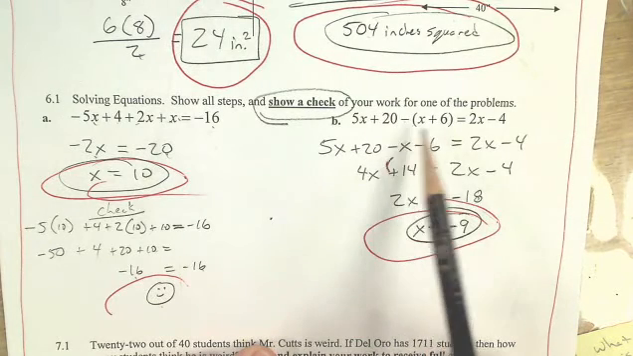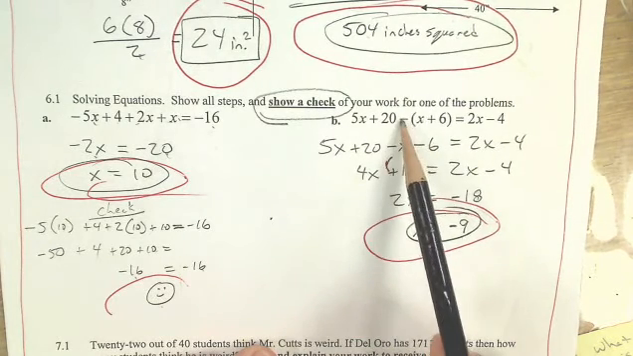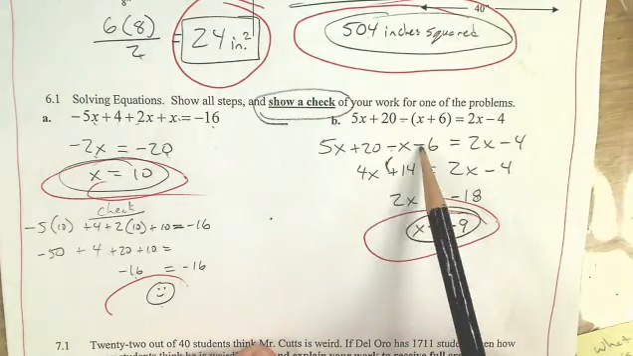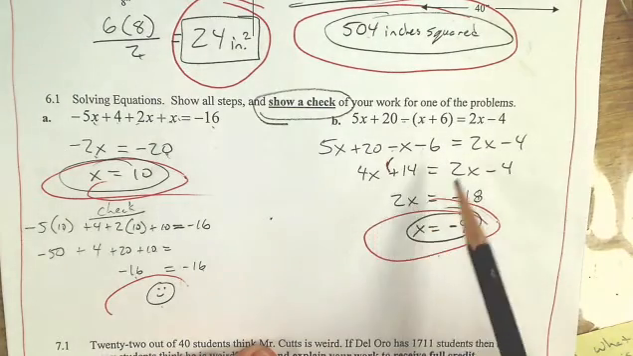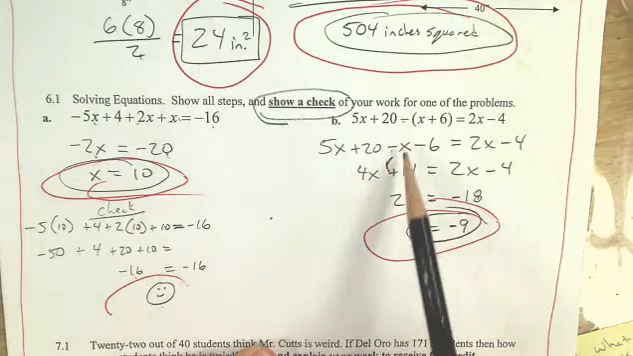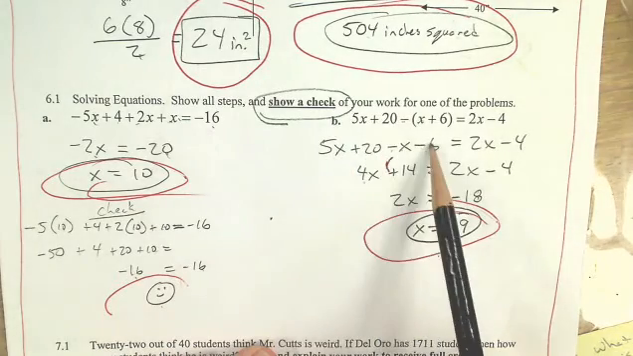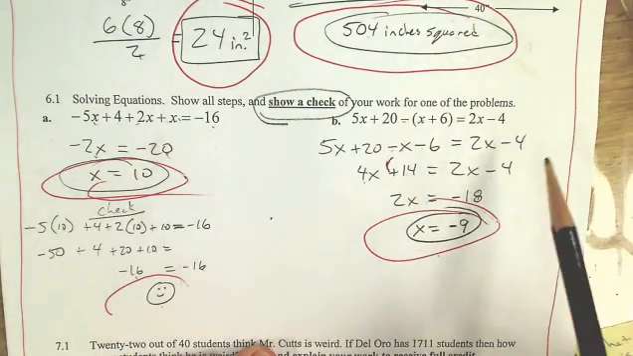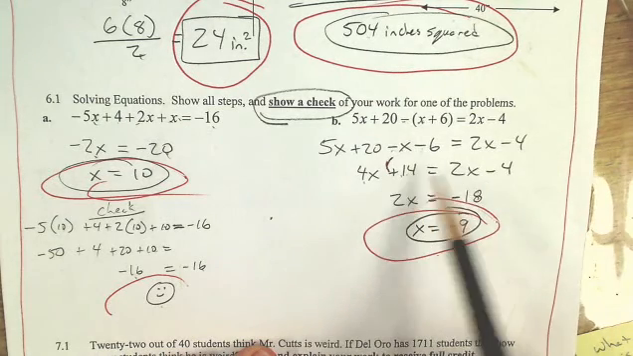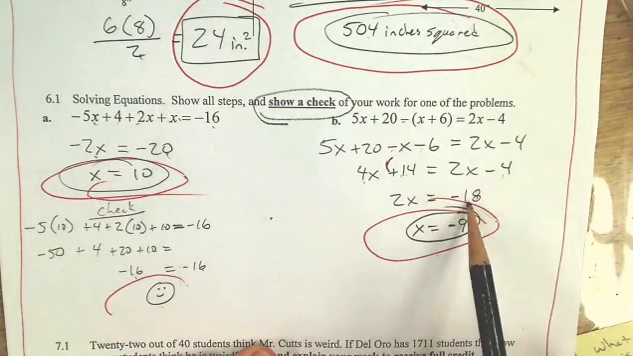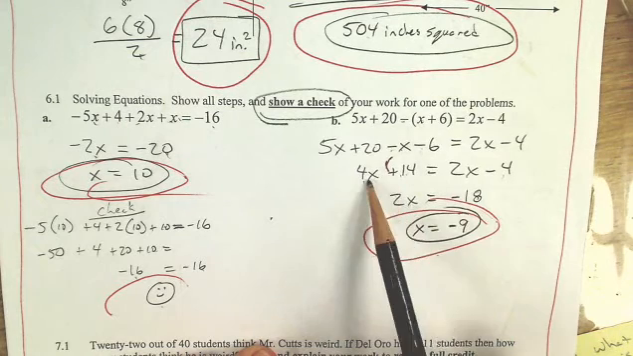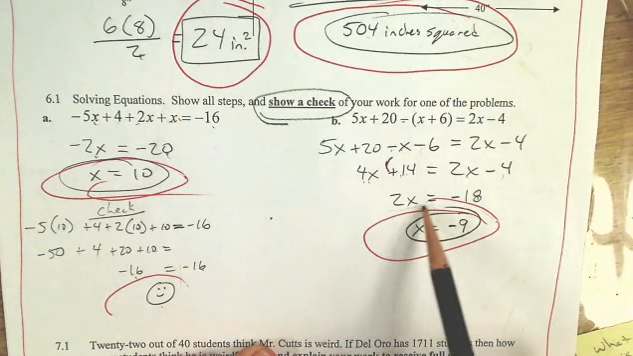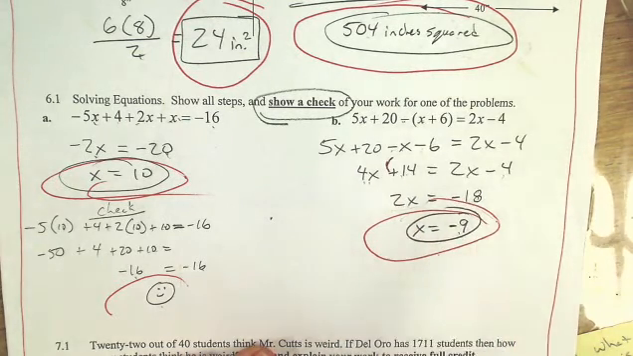Distribute this negative, so it's -x, -6. You got to distribute it to both of them. Combine like terms. Subtract 14 from both sides. Subtract 2 from both sides. Divide by 2. -9.